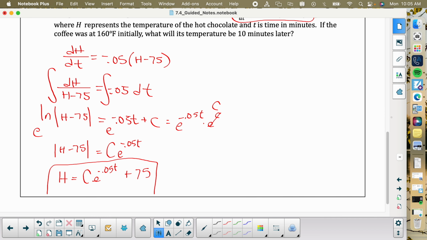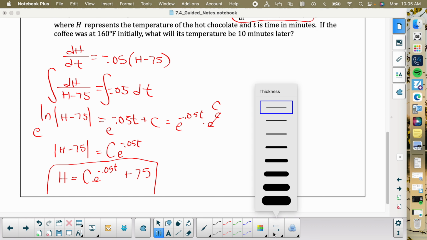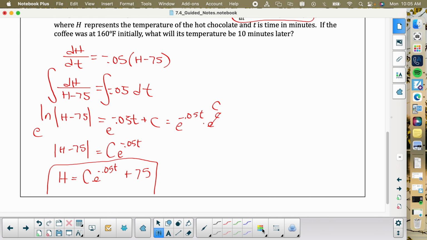Because it does tell us the initial temperature, right? So the initial temperature was 160. I'm going to put that in there to figure out C. So it was 160 degrees when E to the negative 0.05 times 0, which is 1. And so then C would be 160 minus 75, which is 85. Yes. E to the zero power is 1.